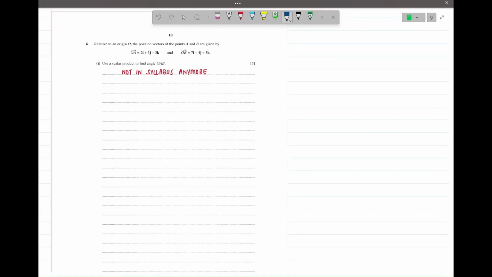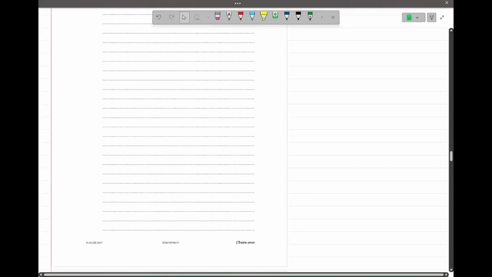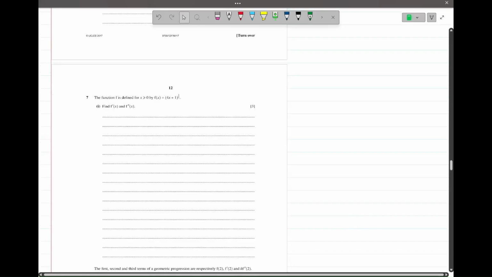Okay, so moving on to question number 6. This is a question about vectors, which is no longer part of the syllabus, so we're not going to be solving this. Instead, we're going to move on to the next question, that is question number 7.